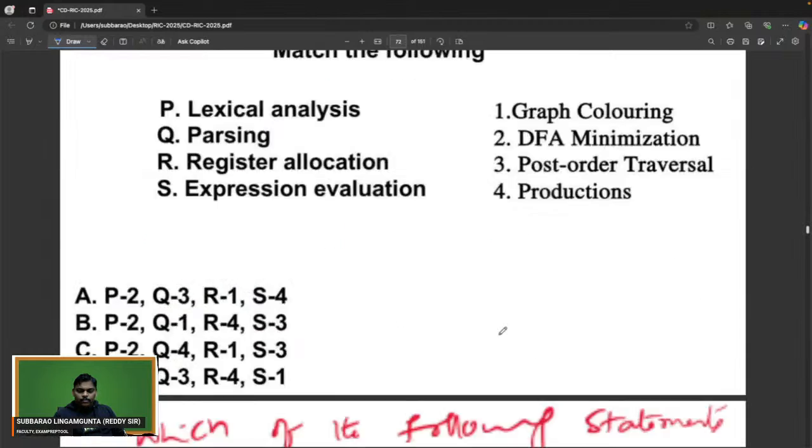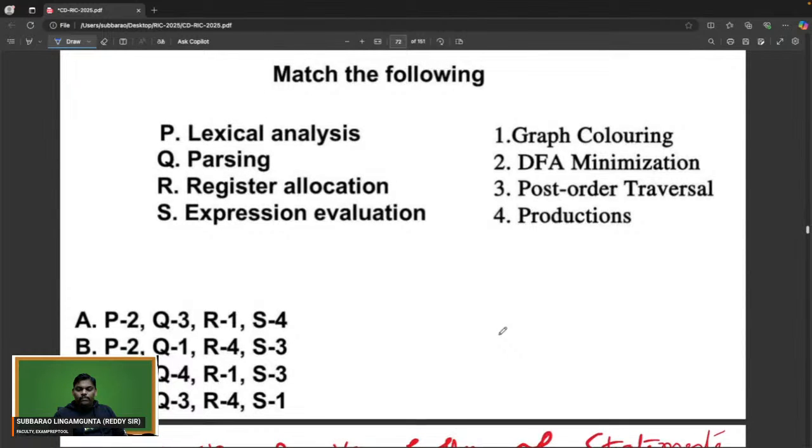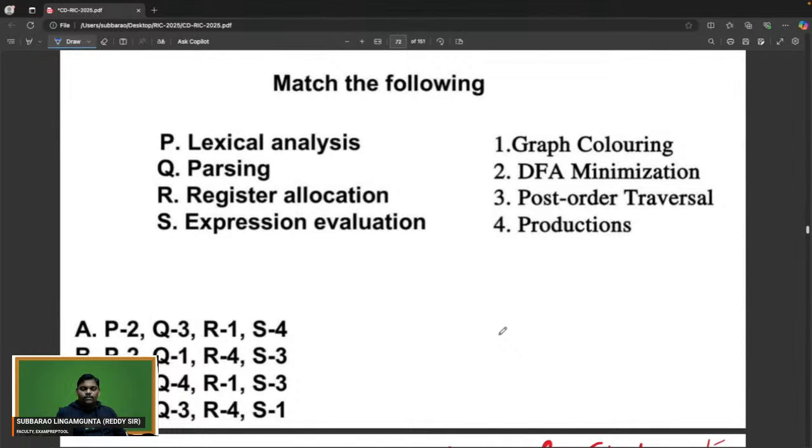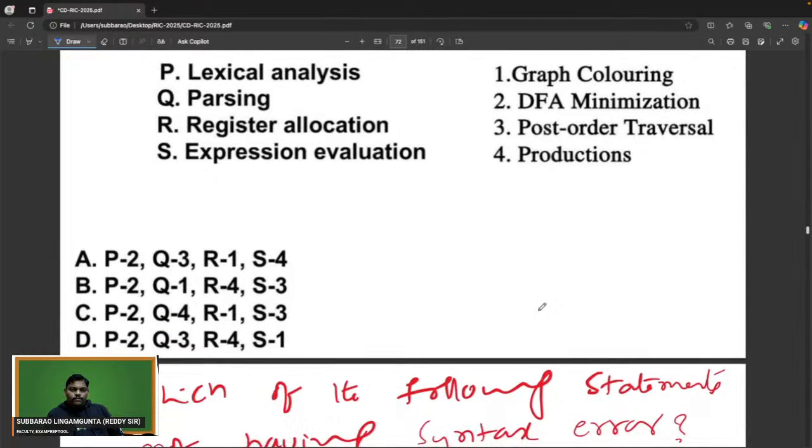Right? Fine. Next one. Match the following. Can you try this? Lexical means tokens. Tokens means DFA. Lexical means tokens, and tokens' purpose is regular expression. Regular expression means minimization, DFA minimization. So I think P2. Yeah, it's perfect. P2.